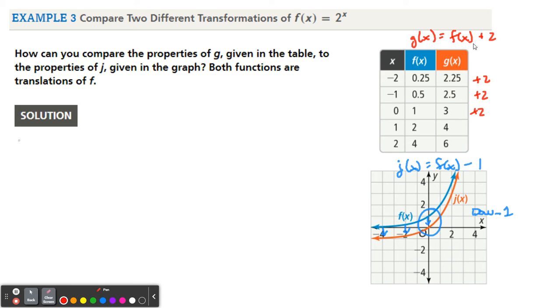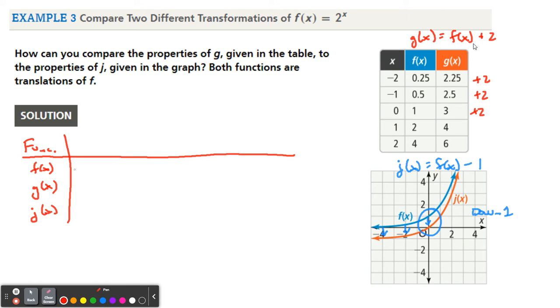All right, so we're going to have a function column. In this column, we'll have f of x, g of x, and j of x. We're going to compare their y-intercepts. We're going to compare the asymptote lines. We're going to compare their domains. And we're going to compare their ranges.